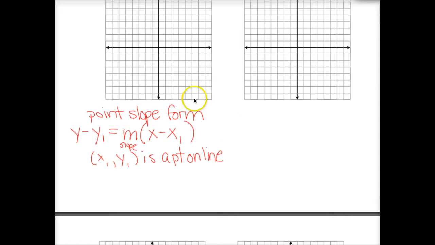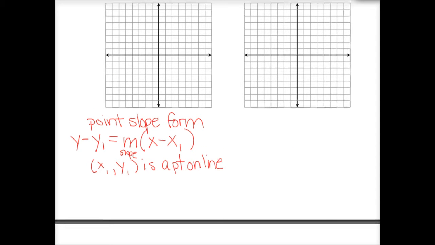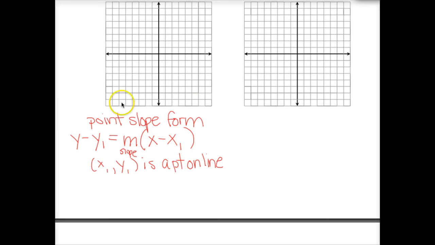So it's really, really, really important. You could also calculate slope using y2 minus y1 over x2 minus x1, but really important that you know point slope form.